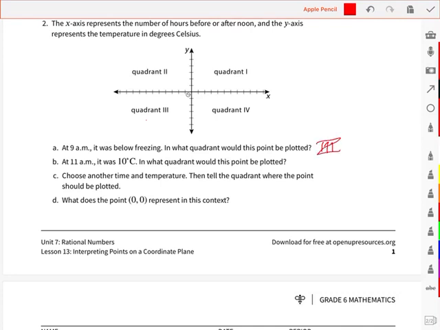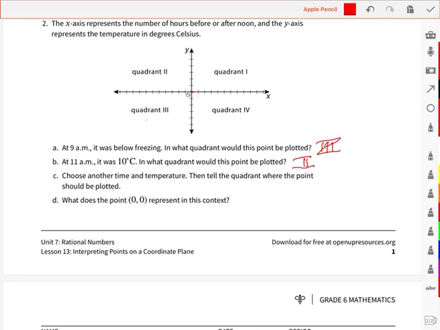And then at 11 a.m. it was 10 degrees Celsius. In what quadrant would this be plotted? So remember, this is 12 going to the right. So it would be to the left at 10. And 10 degrees is positive, so it would be in quadrant 2.